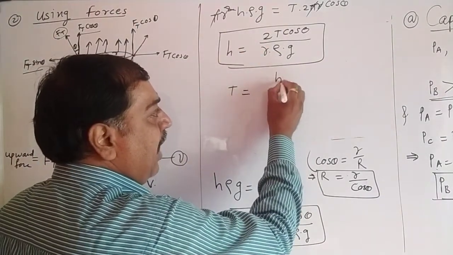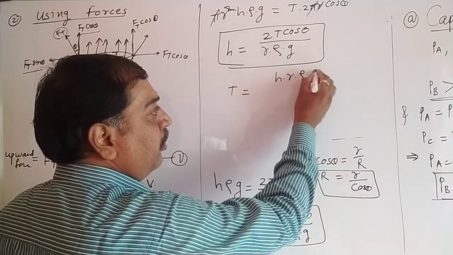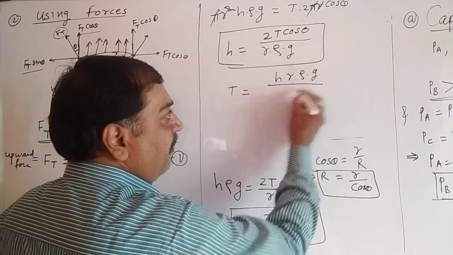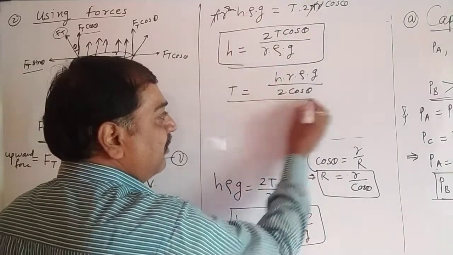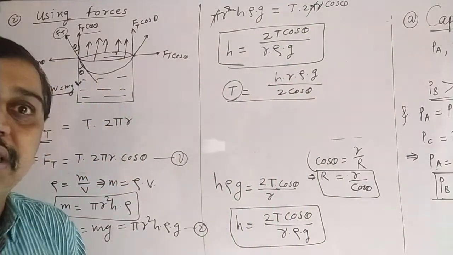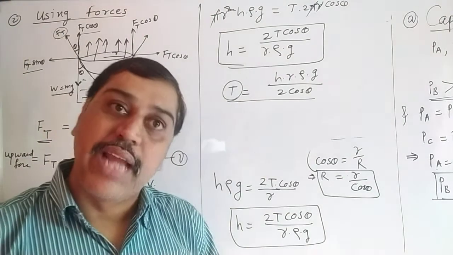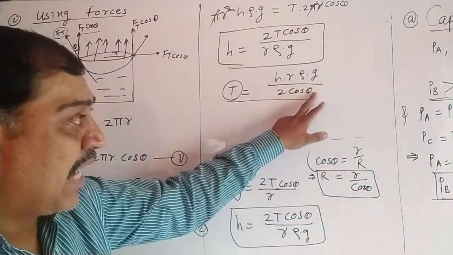So it is h into r into rho into g. This goes to the numerator. Divide by 2 cos theta. And if we find this out, we get a value of T. T means the surface tension of any liquid can be found once we know the angle of contact.